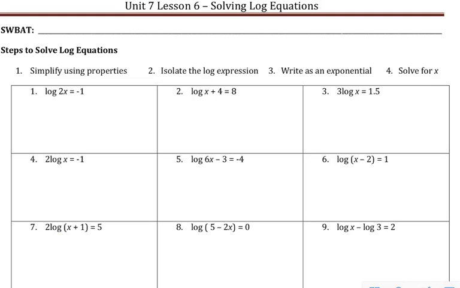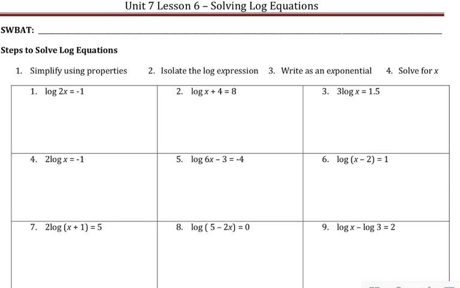Okay, solving log equations. It says to simplify using the properties. The properties are what we just went over on page number 11. After you simplify using the properties, you need to isolate the log, which means make the log the only thing on one side of your equation. After you do that, you need to write it as an exponential, like we did when we were doing those magic square things, and then solve for x.